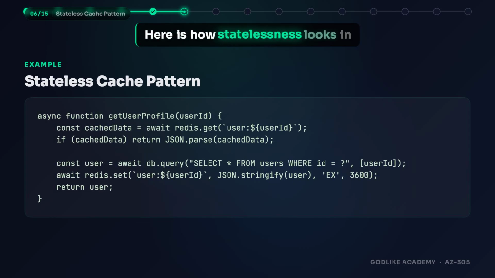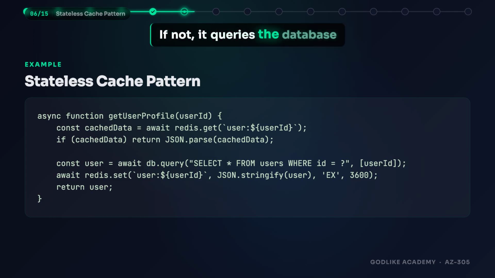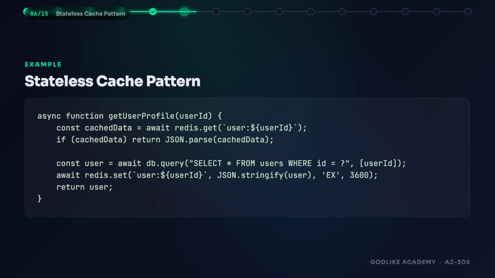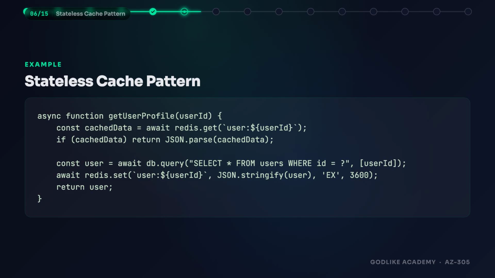Here is how statelessness looks in code. The function checks a Redis cache for user data. If found, it returns immediately. If not, it queries the database and caches the result. This keeps the server lightweight and allows requests to be routed to any instance.